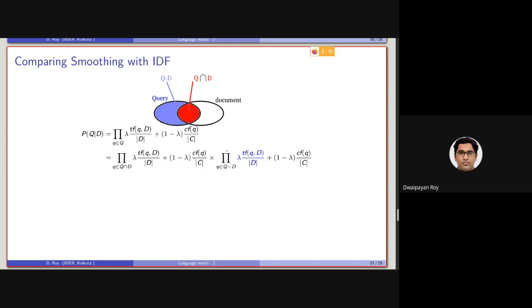How can we extend this in terms of the product? Let's consider the query terms as falling into two different portions of a Venn diagram. This blue part is the query terms, this portion is the document terms, and the overlapping intersection specifies those terms which occur both in the query as well as in the document. Now, we are computing the score for this portion. It can be broken up into two portions: those occurring in both the document and the query, and those occurring only in the query but not in the document.